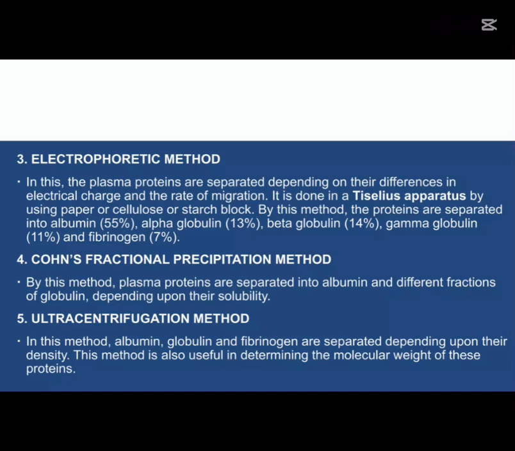So in the ultracentrifugation method, you are separating them based on their density. Which one has the highest molecular weight, which one has the lowest molecular weight? Fibrinogen has the highest molecular weight.